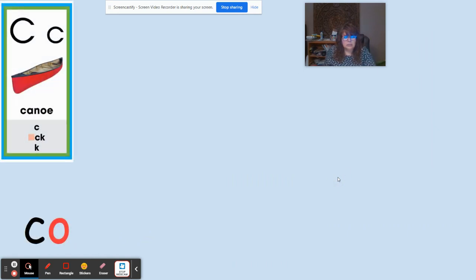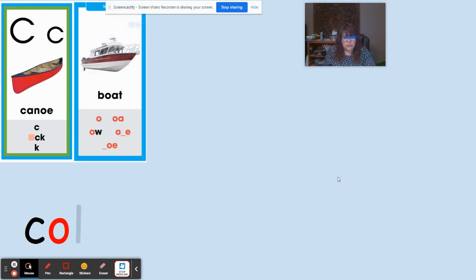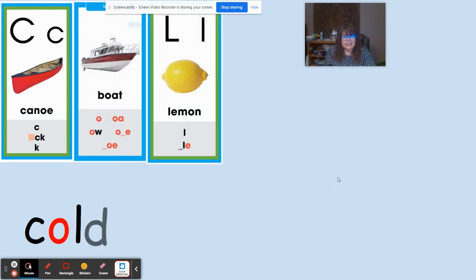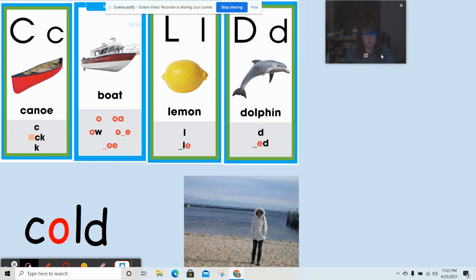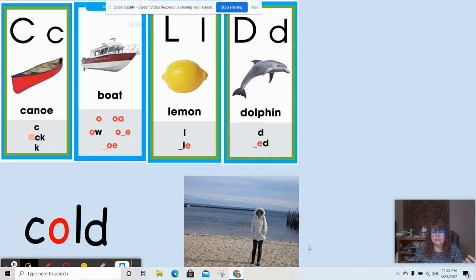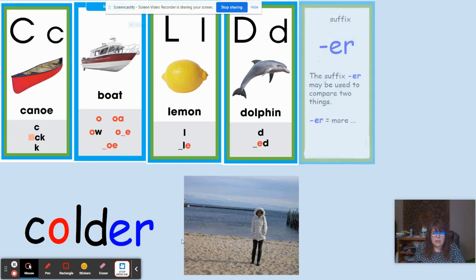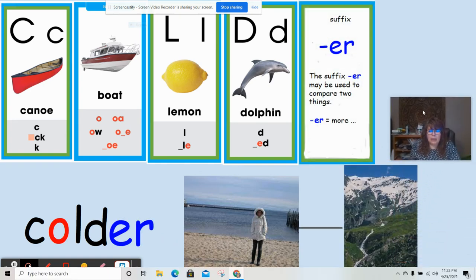C like in canoe, O like in boat, L like in lemon, D like in dolphin. So we have the word cold. So now we know that the beach can be very cold. Okay, so that's the root word with no suffix, no nothing. Now, what if we wanted to make it more cold? We add the suffix and that's more cold. So we know that the mountains can be more cold than the beach, which means colder. The mountains are colder than the beach.